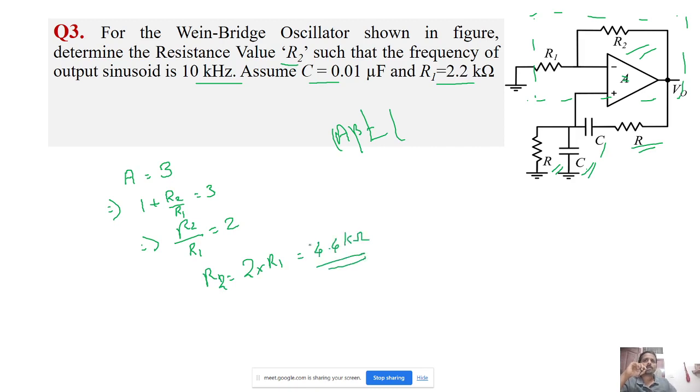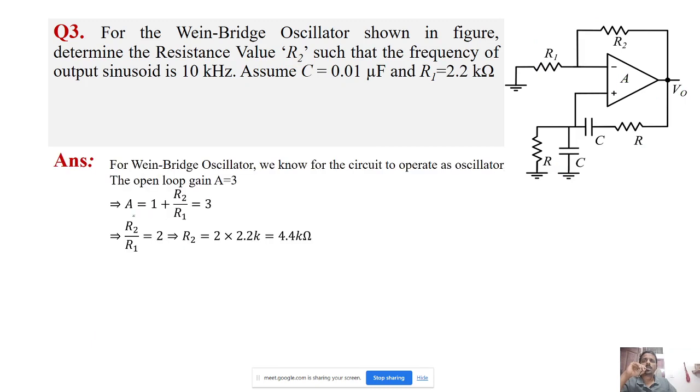Again, we just need to know the frequency of oscillation and what the gain must be to satisfy the criteria. That's it. Let's check the solution. Gain A equals 3, so we substituted the value of R1 and got R2 equal to 4.4 kilo ohm. So that's all about the third question.